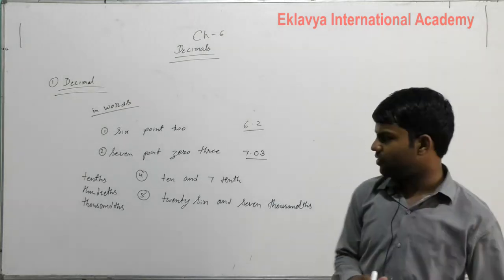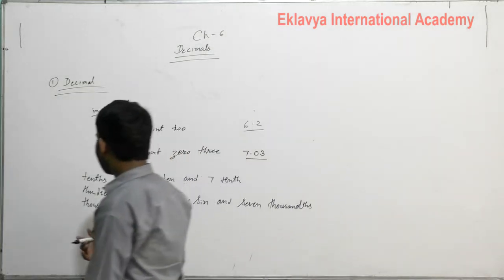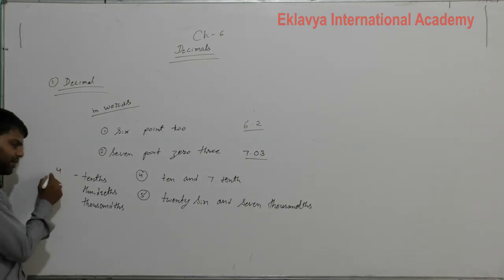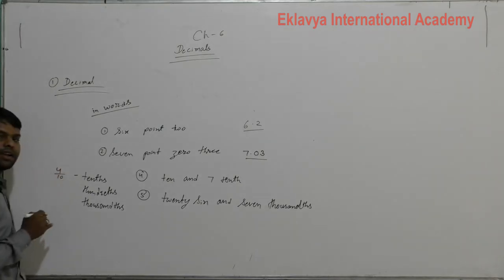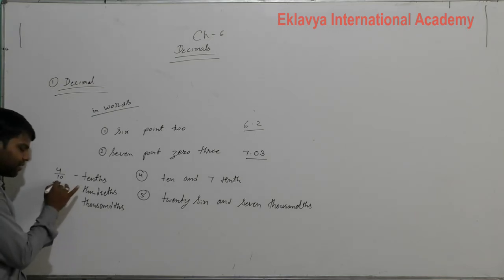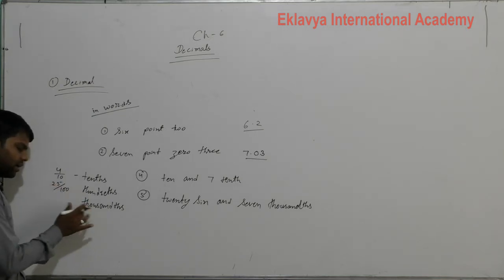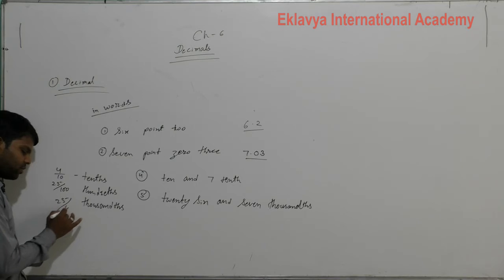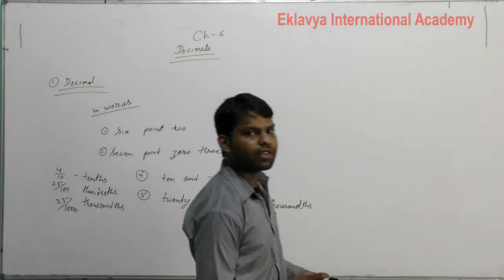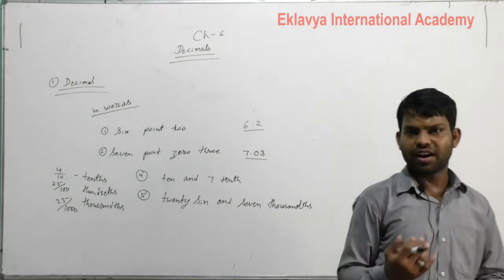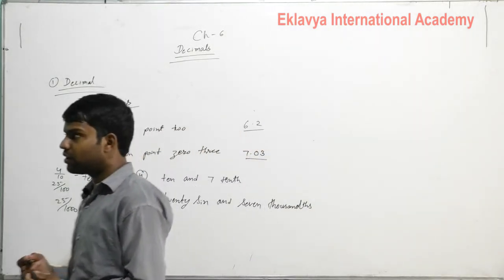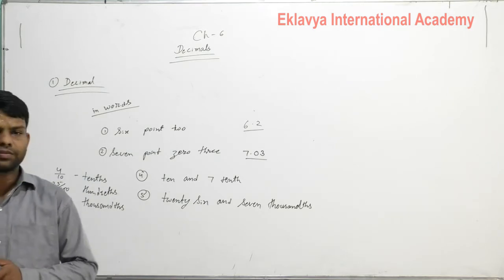What does tenths mean? What does hundredths mean? If we have the word tenth, it means first we write the number and we divide this number by 10. If hundredths, then first we write numbers like 25 upon 100. Again 25 upon 1000 for thousandths. It means if tenth is given, we divide by 10. If hundredth is given, we divide by 100. If thousandth is given, then we divide by 1000.